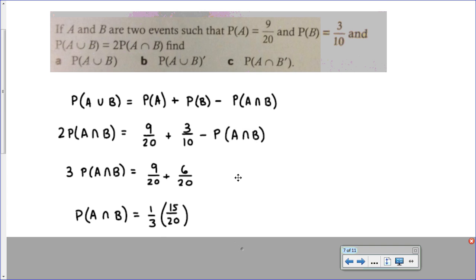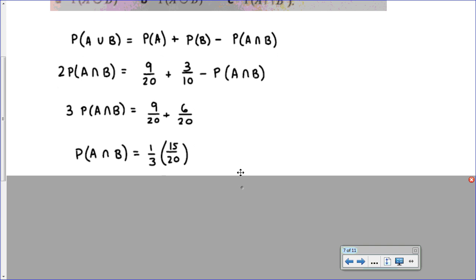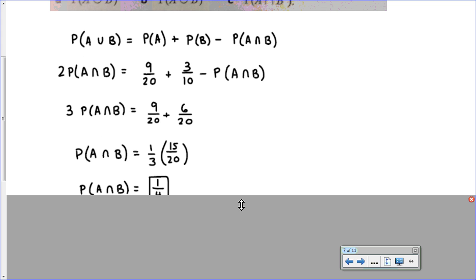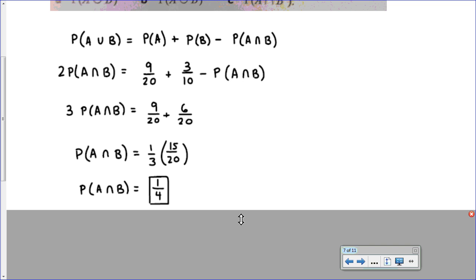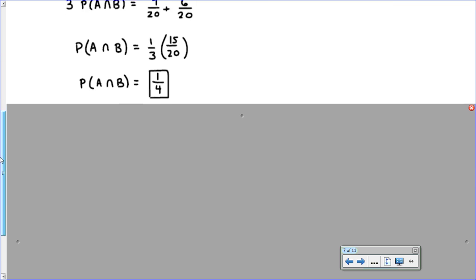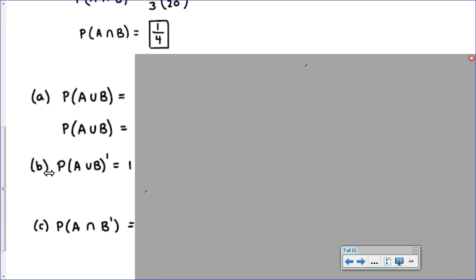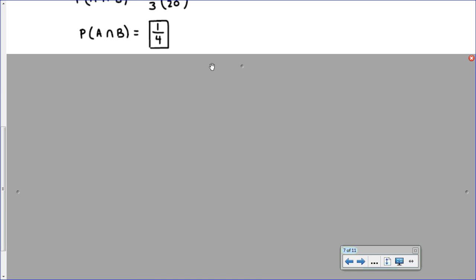And then I'm going to solve this equation for the probability of the intersection of A and B. So you're sort of treating that whole expression, probability of the intersection of A and B, as your variable to solve for. And so that ends up being 1/4. So if the intersection's probability is 1/4, now I could sketch this thing in a Venn diagram. Let's see if I do that next. Oh, no, I'm not going to do that till the last question.